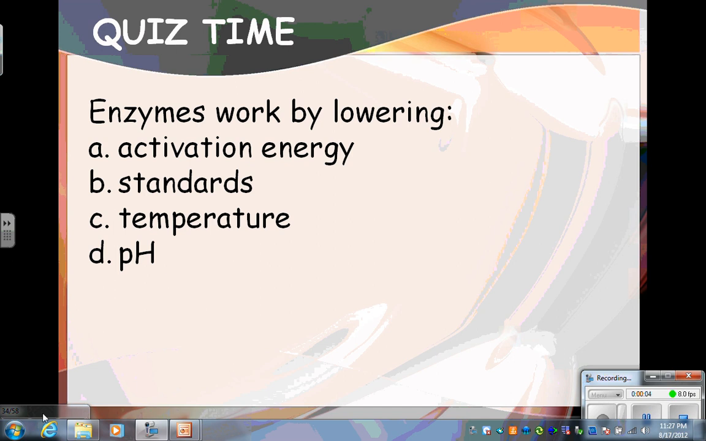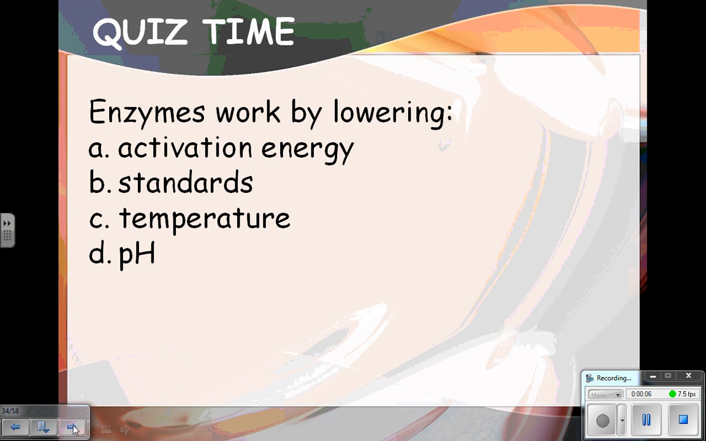We're going to do a quick quiz time now on what we've learned so far with enzymes. Enzymes work by lowering activation energy, standards, temperature, or pH. And so, as always with quiz time, I want you to pause your computer, think about the answer, and then continue when you think you know the answer. So the answer here is activation energy.